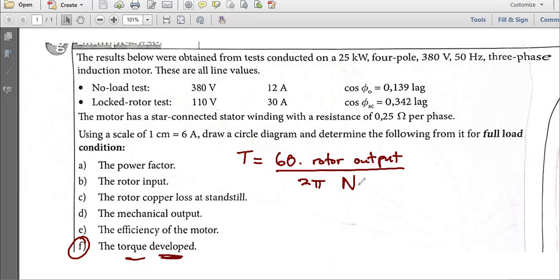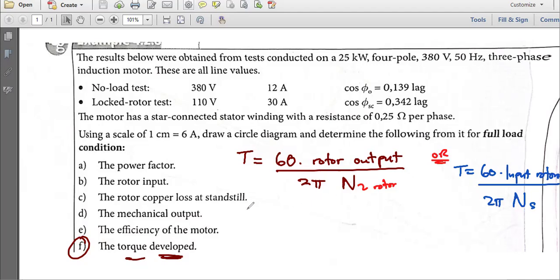If you are working with the rotor output, the speed that you work with is the rotor speed. Or this same torque can be calculated from the rotor input. But when it is calculated from the input of the rotor, the speed that we are going to use must be the synchronous speed.